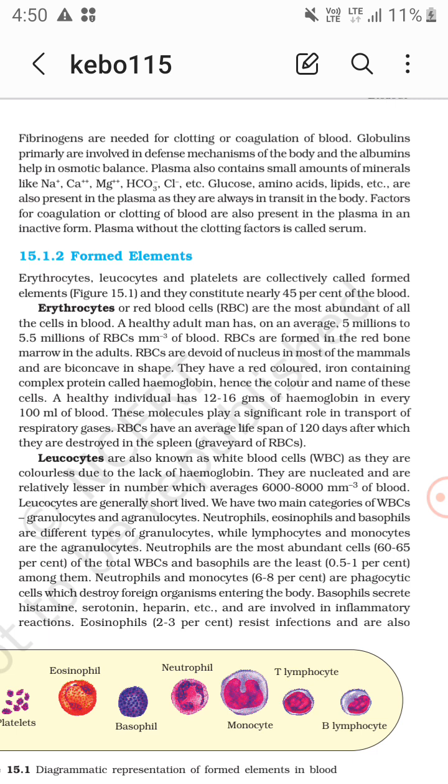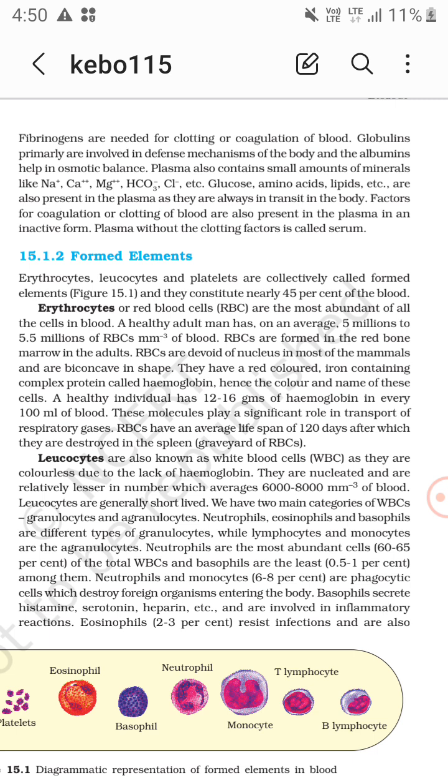Why is it named hemoglobin? Because heme means iron, it contains the iron, and iron is red in color, so this is why the color and the name of these cells. A healthy individual has 12 to 16 grams of hemoglobin in every 100 ml of blood. These molecules play a significant role in transport of respiratory gases.